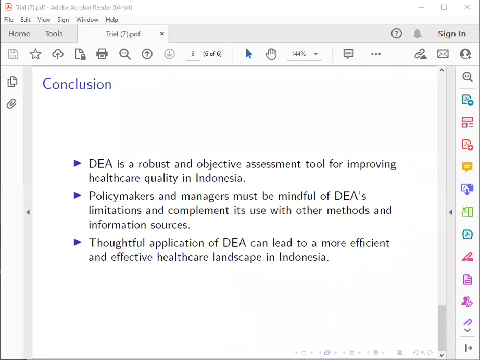However, it is also essential to acknowledge the limitations. Policymakers and managers should be aware of the limitations that we mentioned before, and you need to complement this kind of model with other models and information sources to get a more comprehensive understanding of the Indonesian healthcare system and its stakeholders. And with thoughtful application of the model, you can pave the way for a more efficient and effective healthcare landscape in your country.